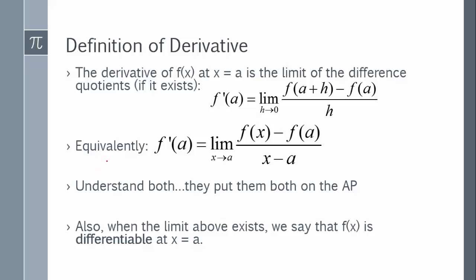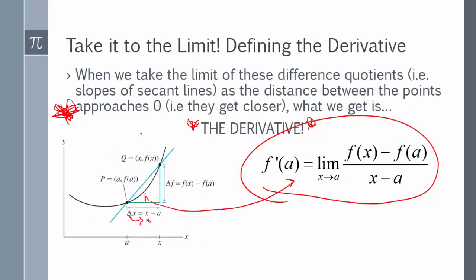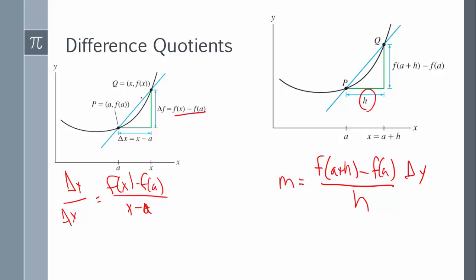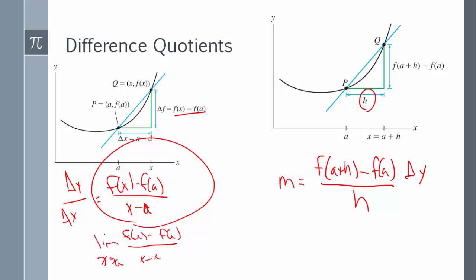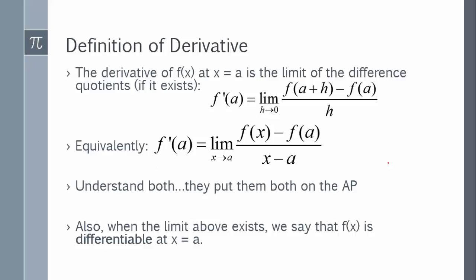Okay, equivalently, if we use that first difference quotient that we had here, we could also take this difference quotient and just look at the limit as x approaches a of f of x minus f of a over x minus a. Graphically, it means the same thing. We're just pulling this point here closer to the point we're trying to take a derivative of. And here that is written a little bit nicer right here. Okay, understand both forms. I would put them both on flashcards. They like to test these both on the AP.